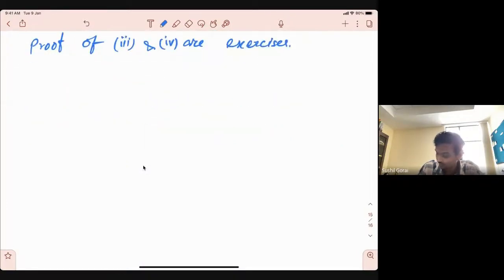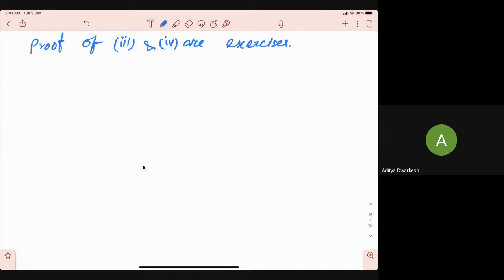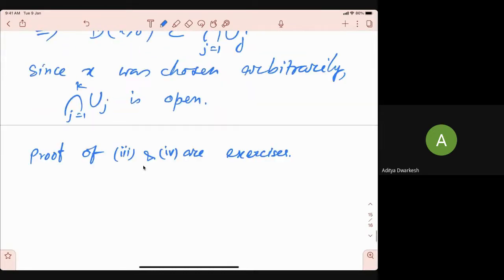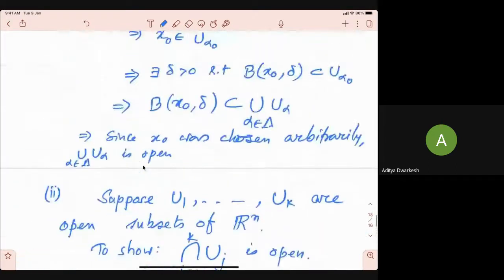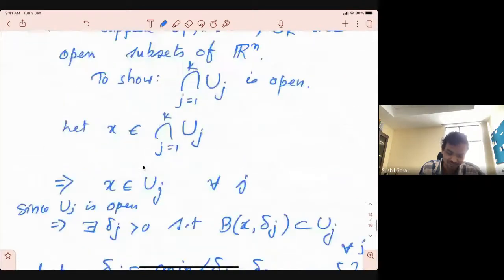Any question till now? Okay, no question. Sir, one thing is not entirely clear to me. Why did we have to restrict ourselves to a finite intersection? We could have chosen any indexing set, right? Like for union. Oh, that you have seen that it's not open, right?